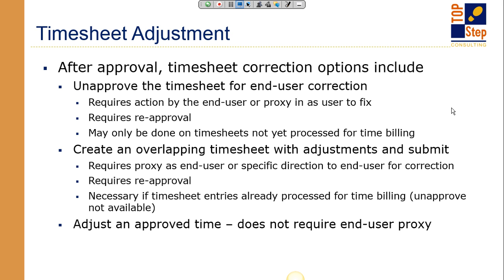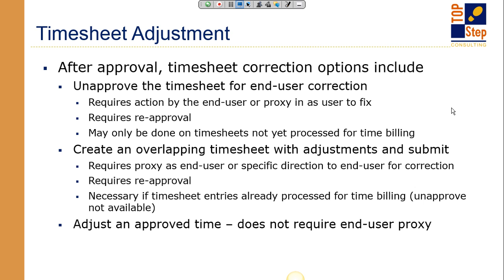Now, again, this can be done if the time billing has occurred and you want to create reversing charges to offset incorrect billing, as well as create positive charges to create the correct billing. Adjusting it is really the best way once the time has been billed, because you can go in and adjust it. It doesn't require any proxying. You just have to have in your role the permission to adjust the timesheet.